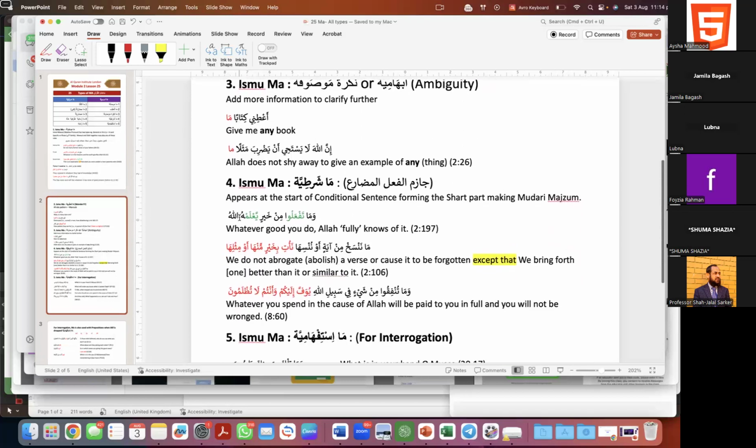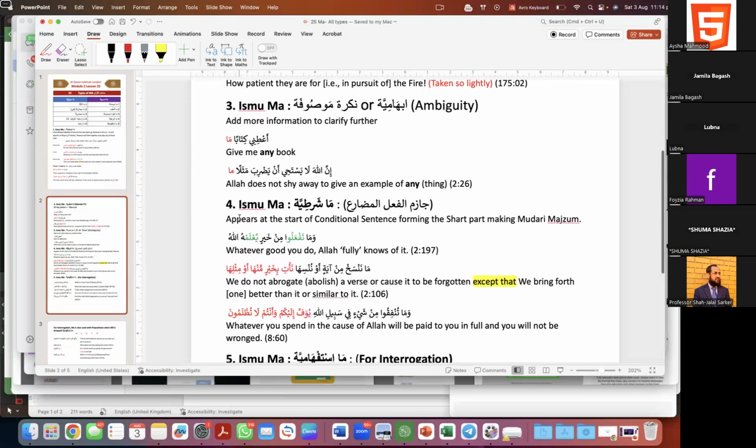Okay. Now, ambiguity. Nakira mausufa, okay? And there is not a lot, my brothers and sisters, don't worry. Again, 2, 3, 4, 5 instances this is used. Can you see the ma word you brought at the end? Atini kitaban ma. Atini, an imperative: give me. Kitaban, any book.